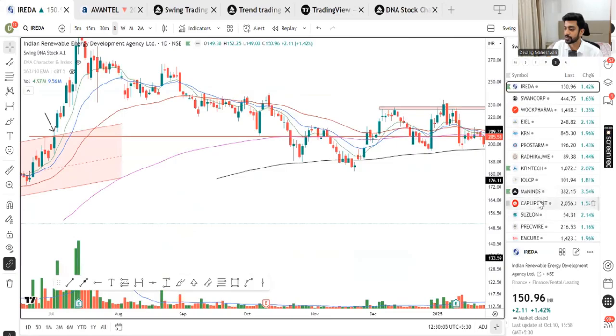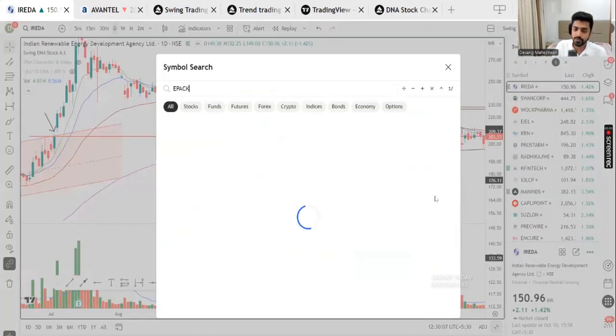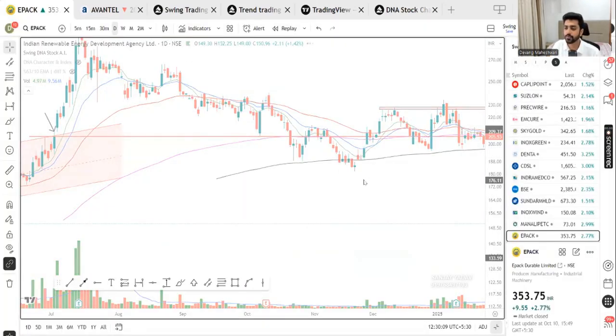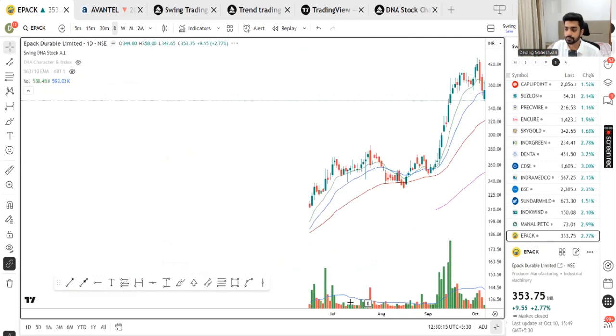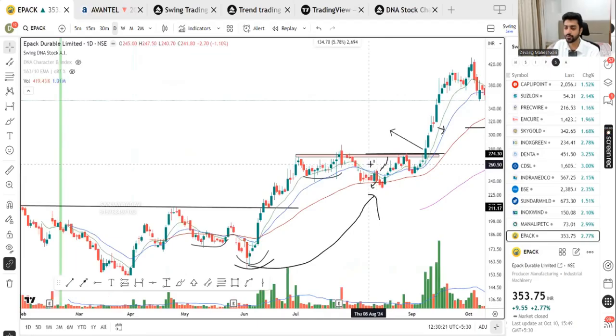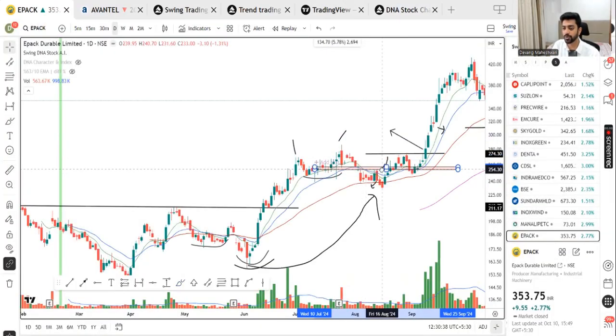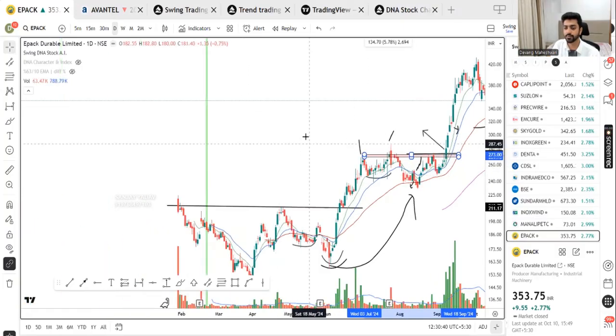Let's see more examples. One is EPAC. This is another one. So which kind of base is this up here now? This is again an upright base. Majority price action is happening near the highs. Here you have 10, 12 candles only, so you cannot shift it up here to call it a resistance zone.